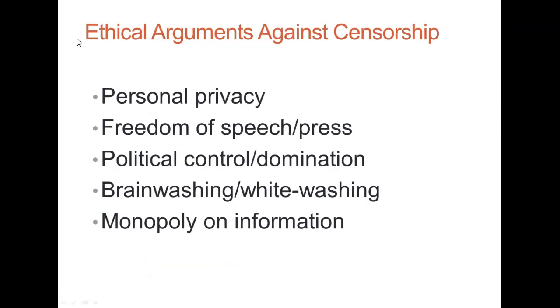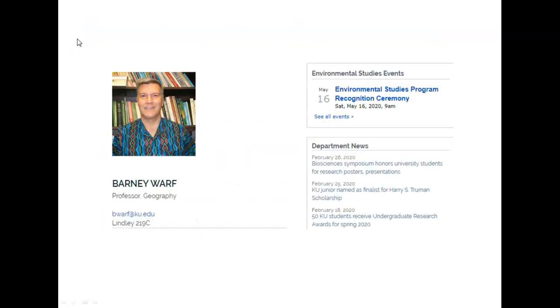Ethical arguments against internet censorship include undermining of personal privacies and freedoms and the rejection of the nanny state, violating basic human rights like freedom of speech and freedom of the press, limiting of political freedoms and information, brainwashing and/or whitewashing of facts and statistics, monopolizing and controlling the free flow of information between individuals and organizations. In the following video clip, Barney Warf, a professor in environmental studies at the University of Kansas, talks more about the reasons that governments censor the internet.